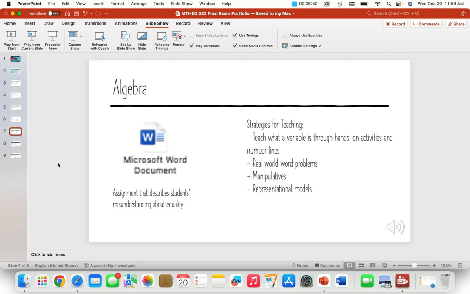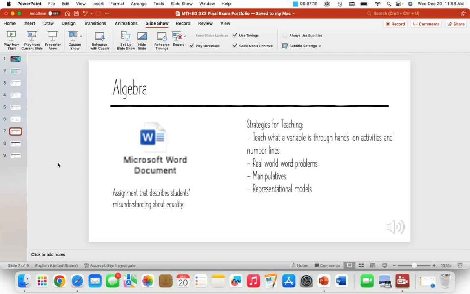And then algebra. When you teach algebra, it's important that students know what a variable even is, because they might see that letter within an equation or a word problem, but they aren't really understanding what that variable actually means to the problem. So it's important that you first start out by teaching that a variable represents something else, and you can do this through hands-on activities and number lines.